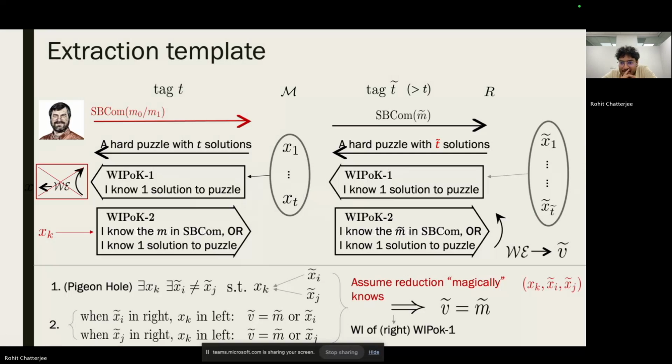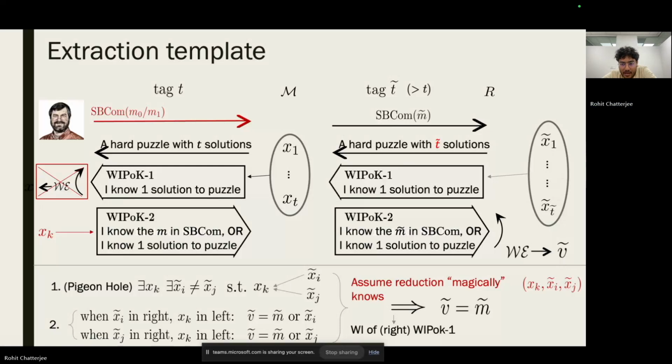And if this happens, then really it cannot change its answer in Vipok 2 on the right. It has to really still use M tilde because otherwise the reduction that I'm going to use to the security of Vipok is I'm going to switch between either xi tilde or xj tilde, and then I get V tilde on the right, right?